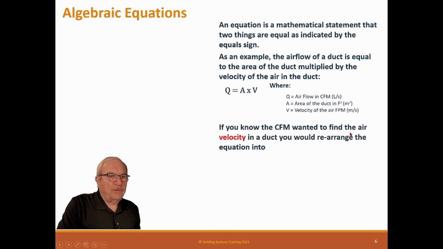So if you know the CFM and wanted to find the air velocity in a duct, you would need to rearrange this equation because you can't work that out that way. So what you would do is take and get A out of this side of the equation because you want velocity by itself. So you divide everything by A. So you divide Q by A, and you divide A times V by A. And then what happens is these two cancel each other out, and you end up with Q over A, which equals V. So that's how you find velocity, and that's how you rearrange an equation. Now this one is really simple, but when the equations get to be difficult, this gets to be difficult to do also.